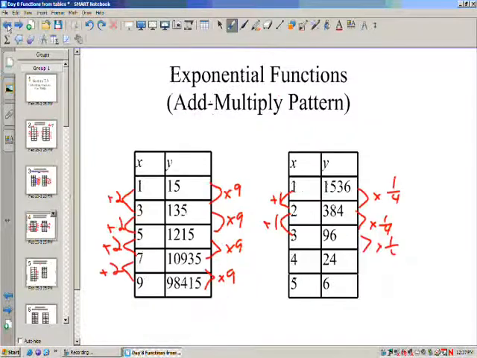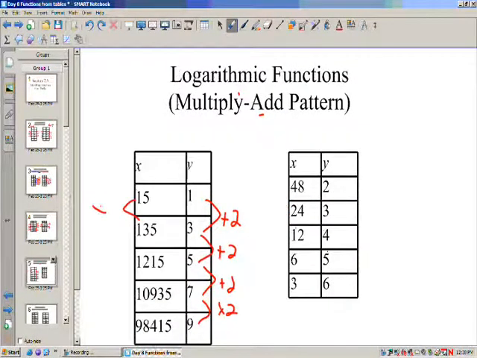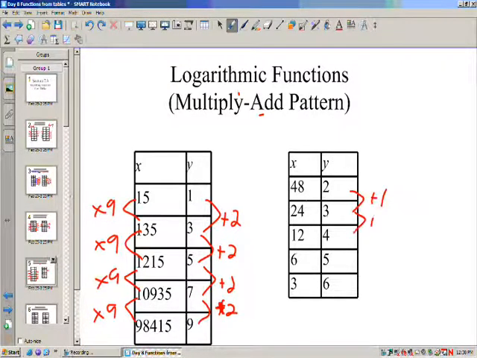Was this the opposite of the previous one? Here where we're multiplying by 9? Same thing, but now we call it multiply add because we're multiplying our x's and adding our y's. This is an addition sign. So in this column over here, we're going to do the same thing. Here we're adding 1 on our y's, and our x's we're multiplying by 1/2. Hopefully you see that all the way down.